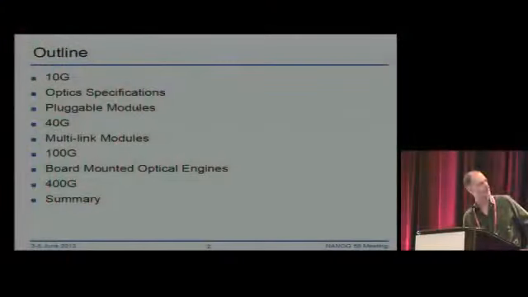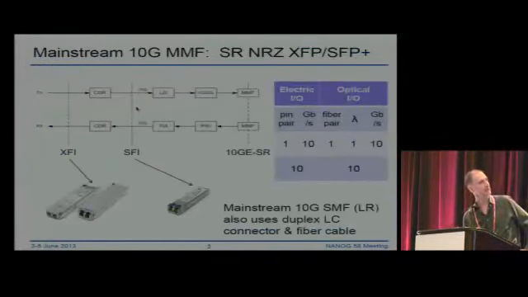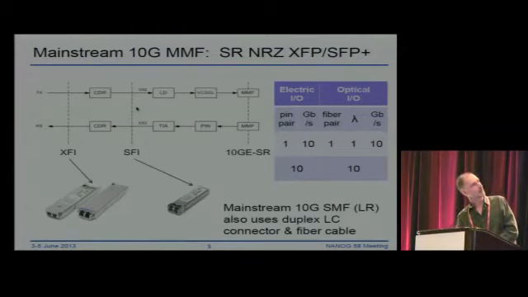Here's an outline. I've organized it around data rates, starting out with 10G, which is prevalent today, moving on to 40, 100, and beyond 100. I've tried to capture from an optics perspective what the world looks like to us, which is 10G is the dominant interface today, and it's actually a very simple interface.